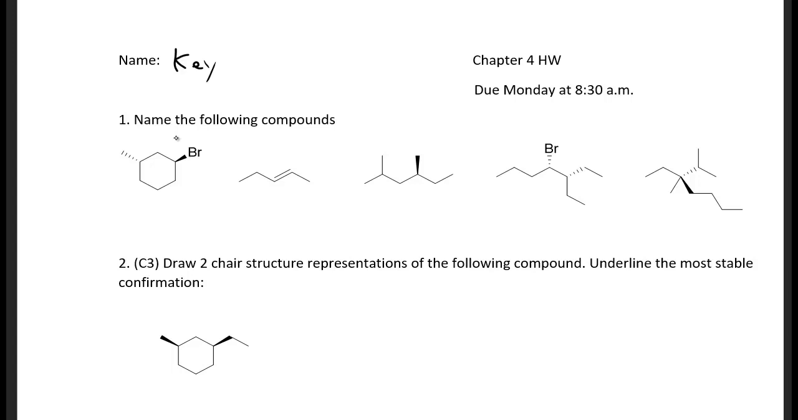For the first question, we're asked to name the following compounds. For the first compound, we have a cyclohexane ring, where we have carbon number 1, 2, 3, 4, 5, 6 in the ring. This is going to be 1 bromo, because we have our bromine group here, and 3 methyl, we have a methyl group right here, cyclohexane, but we have 2 stereocenters.